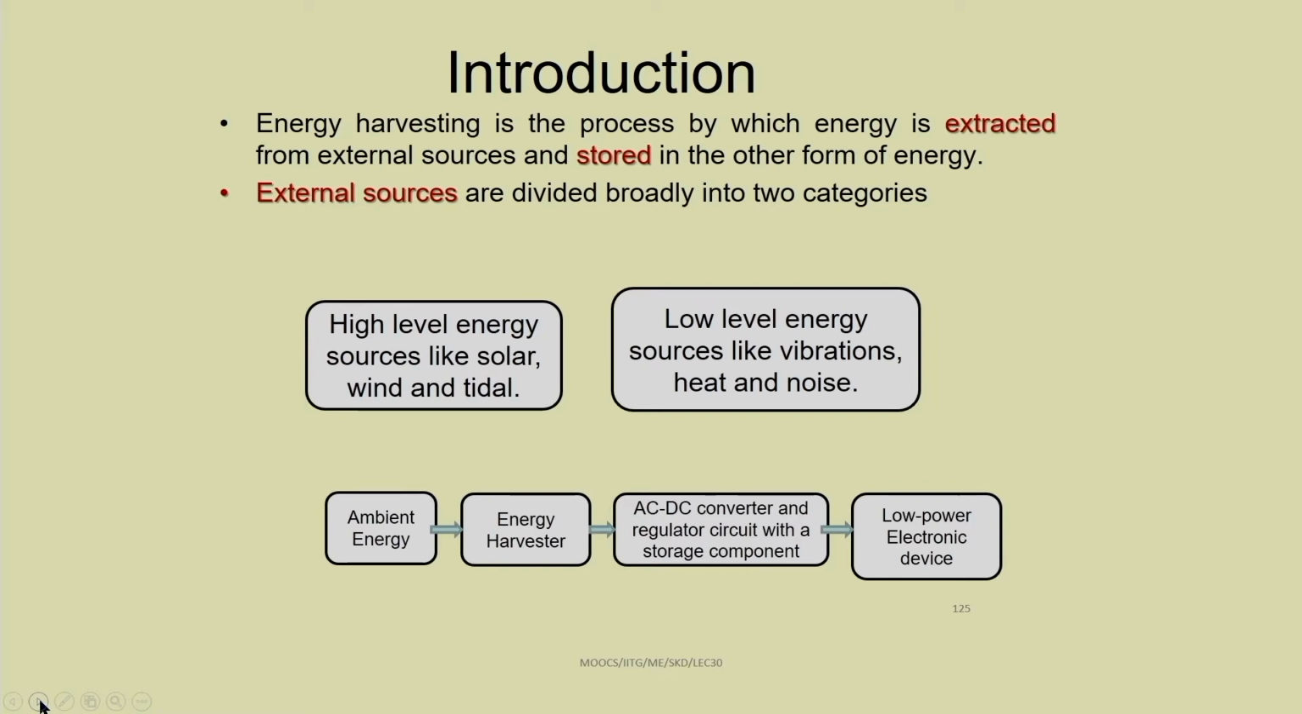Energy harvesting is the process by which energy is extracted from an external source and stored in another form of energy. These external sources are divided broadly into two categories. One is high level energy sources like solar, wind and tidal, and the other is low level energy sources like vibration, heat and noise. From the ambient energy, we can extract the energy by using this energy harvester, and then convert that through an AC DC converter and regulator circuit with a storage component. Then a low power electronic device can utilize this harvested energy.